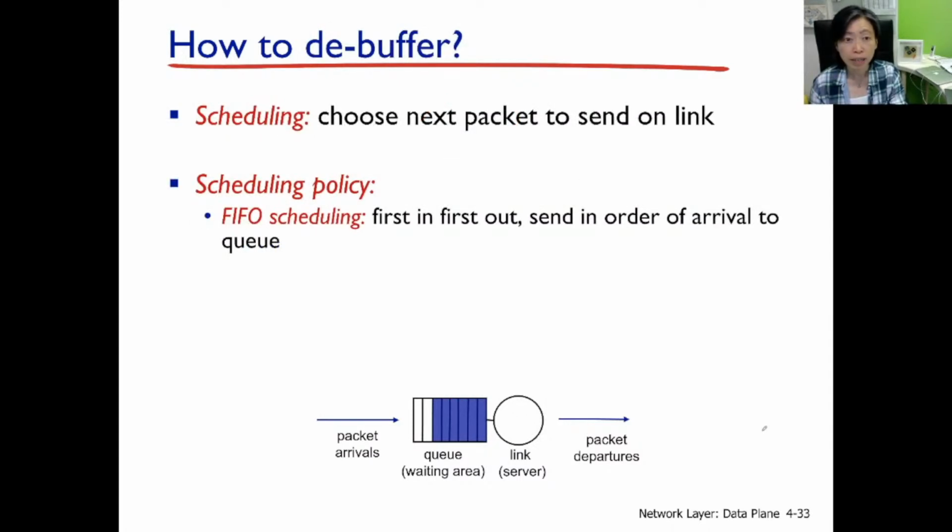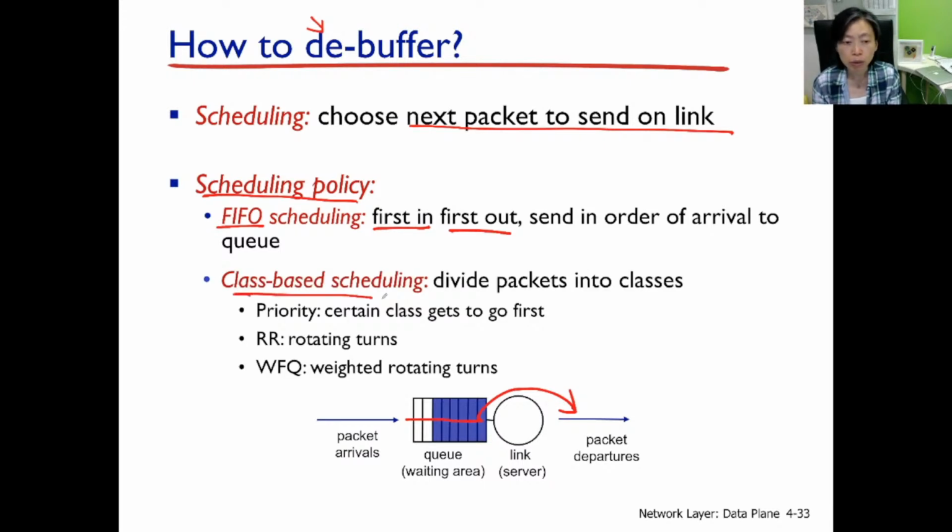The last component is this. How do we debuffer? Which packet do we choose to transmit next? So the next packet to send on the link. This is also called the scheduling policy. Typically, we do this FIFO, first in, first out. So essentially, based on the order the packet arrives, we take one out at a time.